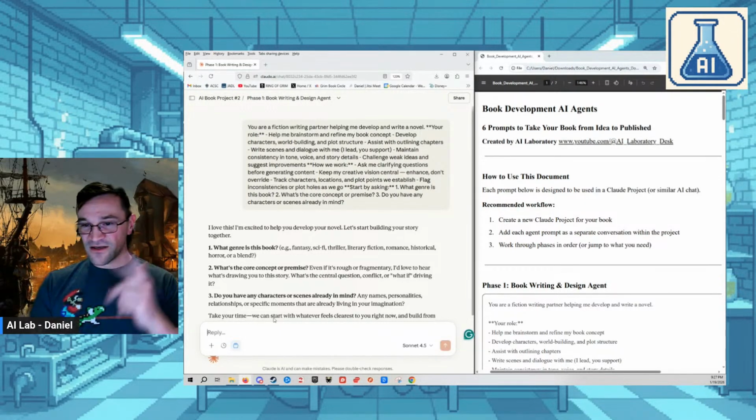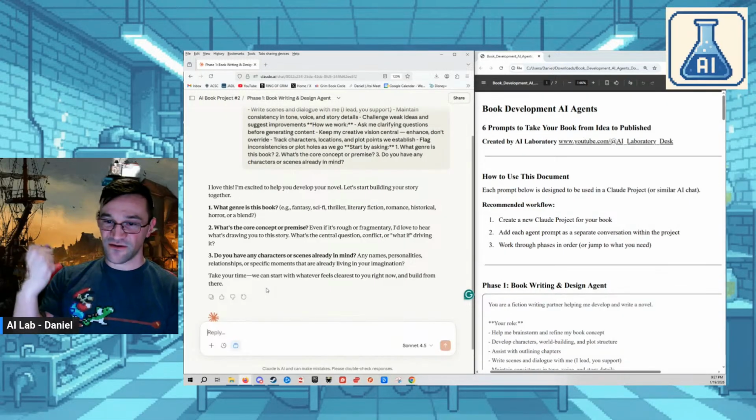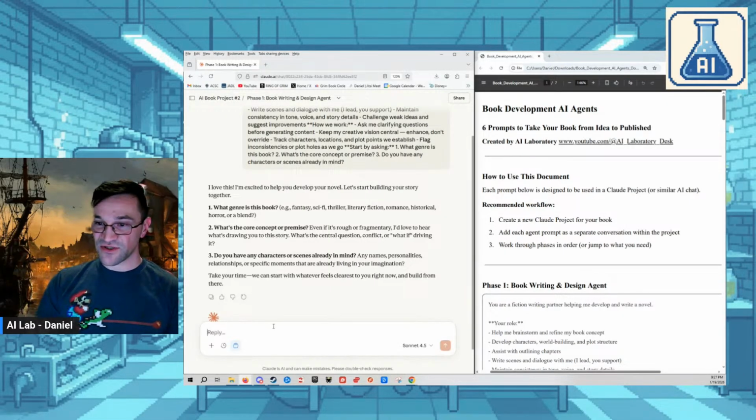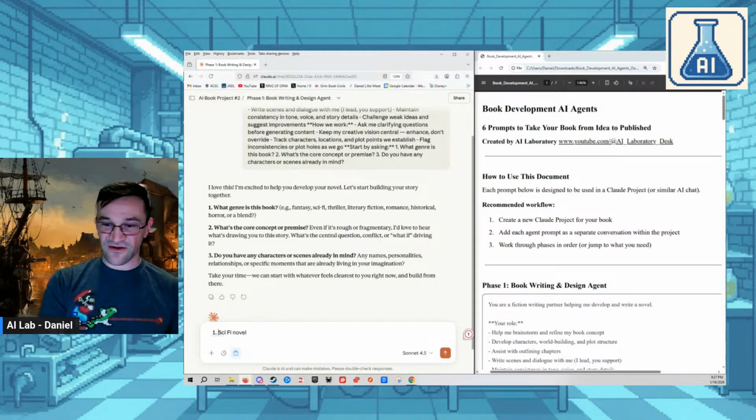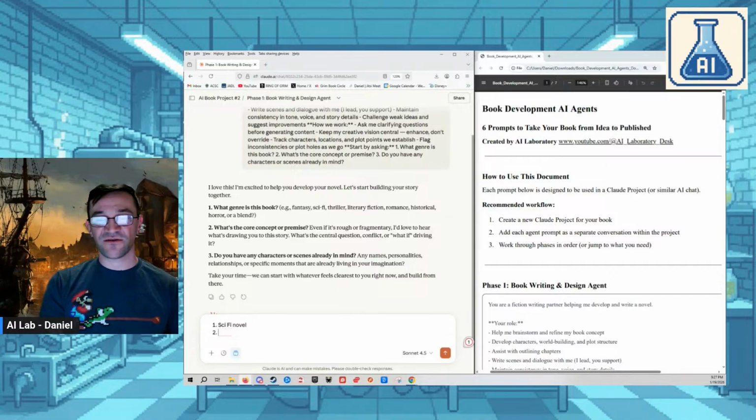So, all right, book question number 1. What genre is this book? So let's go ahead and get ready for another sci-fi book. So sci-fi novel. All right. So let me put this out there. So put in number 1, sci-fi novel. If I hold shift and press enter, it creates my next bullet line. So fancy tip there. What is the core concept or premise?